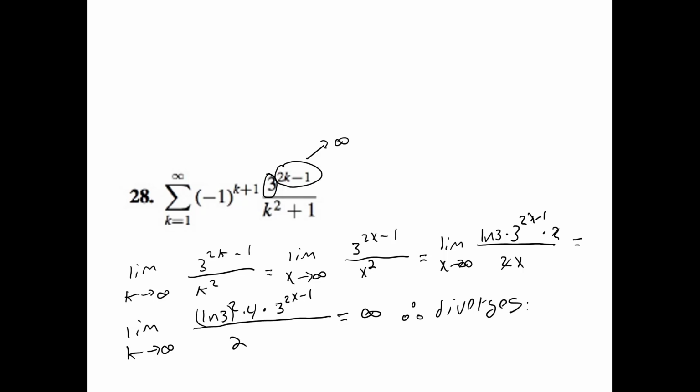The original series diverged, so definitely the absolute values is not going to converge. The terms have to go to 0. Here, the terms do not go to 0. So we're done.